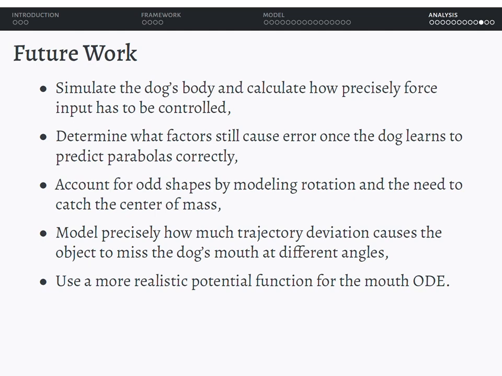We could also analyze factors such as velocity and positional misestimation that cause errors once the dog has learned parabola mechanics. We could also model the behavior of non-spherical objects with their moment of inertia matrix and account for non-rigid objects by loosening the catching condition. And finally, a more realistic potential function that remains low for low and intermediate width values and becomes high closer to the maximum width of the dog's jaw can be used.